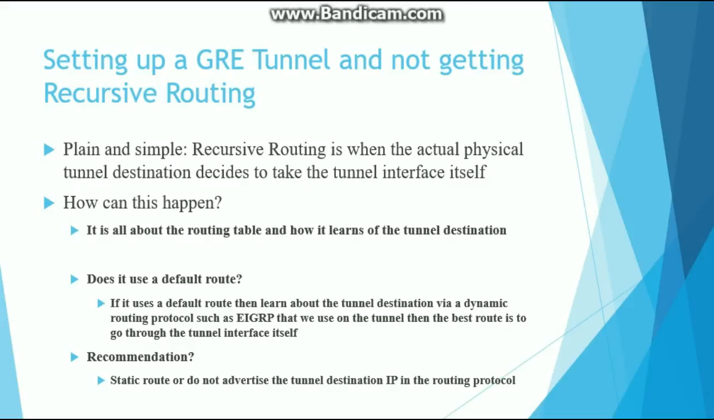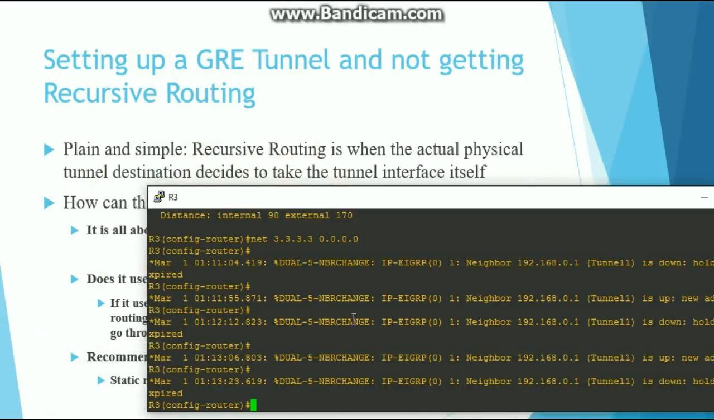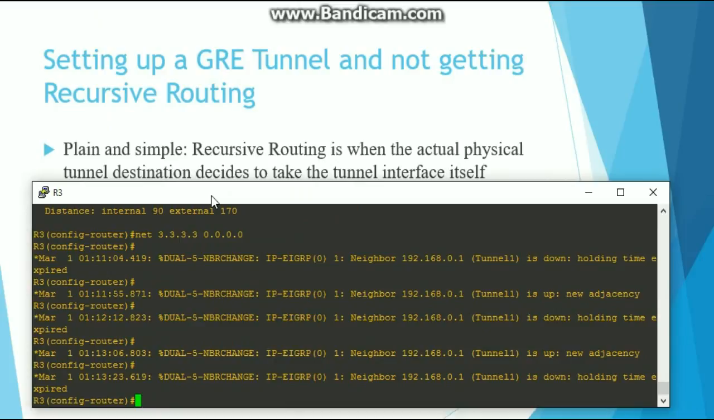Two ways. One, use a static route. A static route is always preferred over any dynamic routing protocol, as it has a default administrative distance of 1. So that's one recommendation. Or two, do not advertise the actual tunnel destination IP in the routing protocol. So it all happened when the distant end started advertising the actual tunnel destination IP address into EIGRP because we want to monitor it. Well, let's say that's our requirement. We need to monitor our actual tunnel destination. Okay, fine.